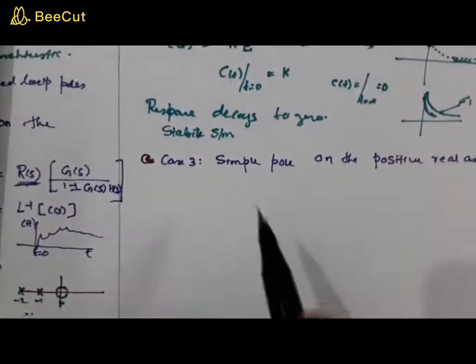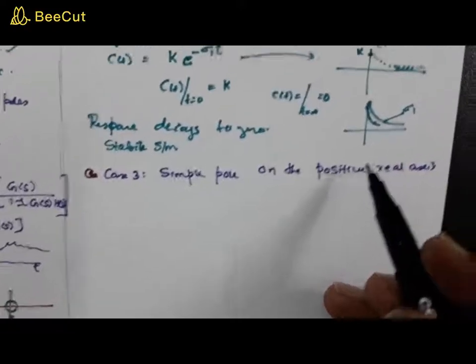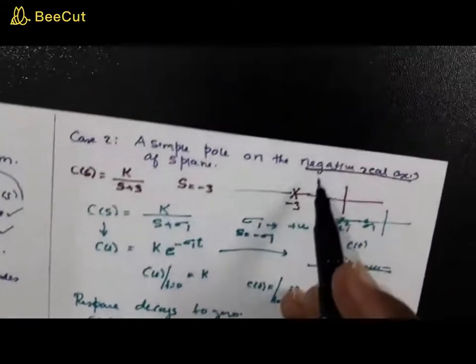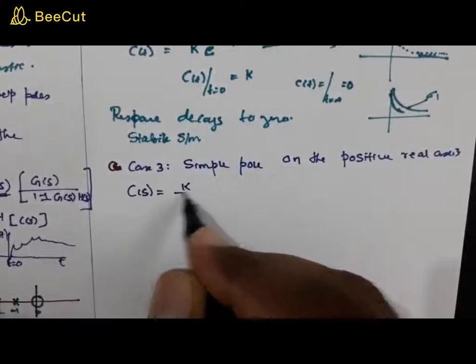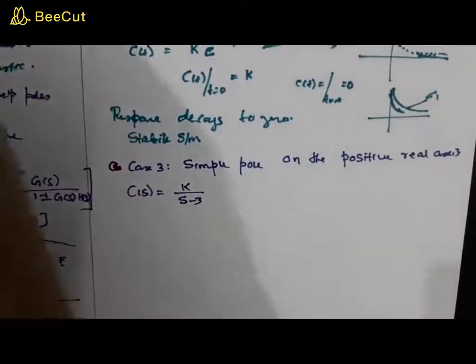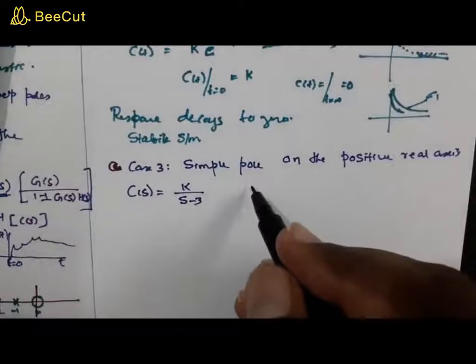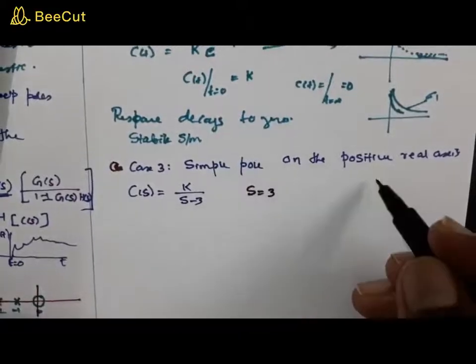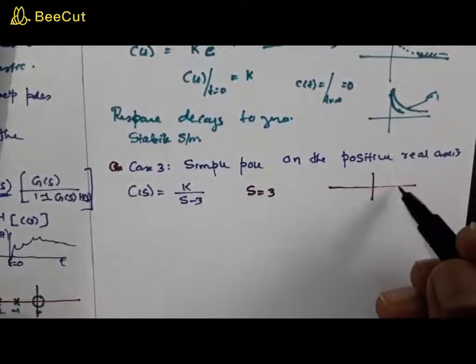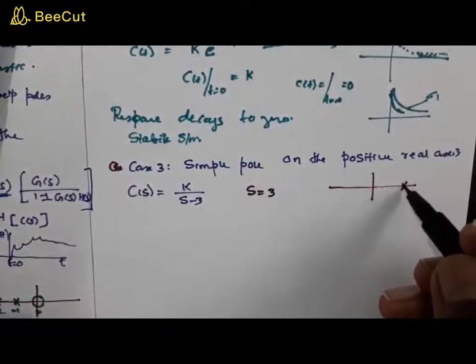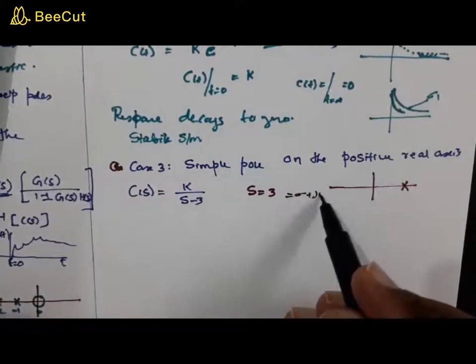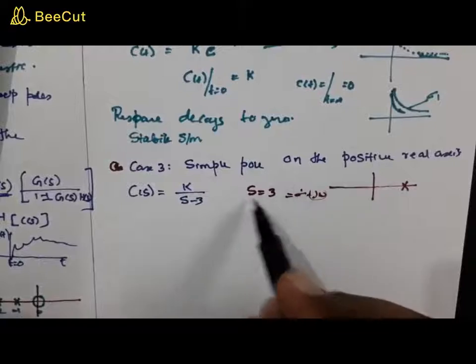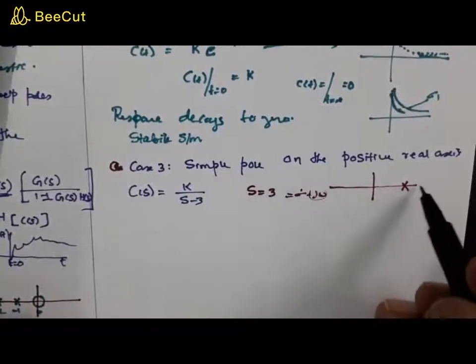Now the next case is a simple pole on the positive real axis. That is just opposite to the case which we studied under case 2. An example, just for your information, is k by s minus 3. When you equate s minus 3 to 0, we get s is equal to 3, meaning when you draw it in the s plane, the pole is located on the positive real axis. This is of the form sigma plus j omega. You know that omega is 0, you only have the sigma part. That means this is on the real axis.